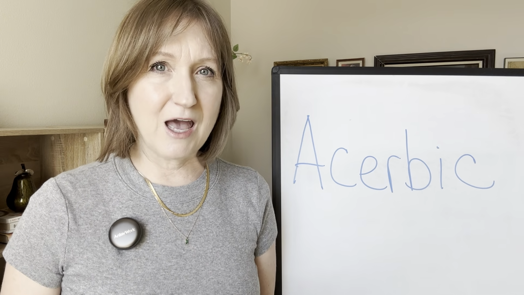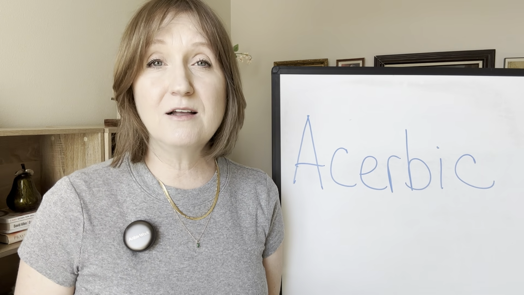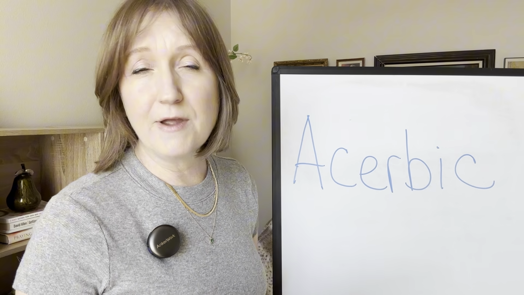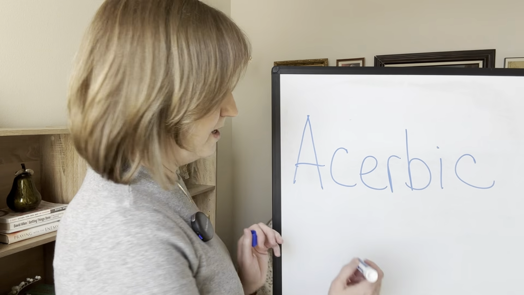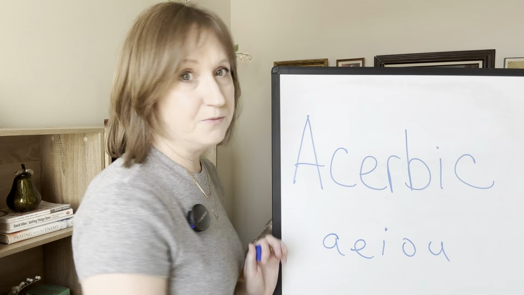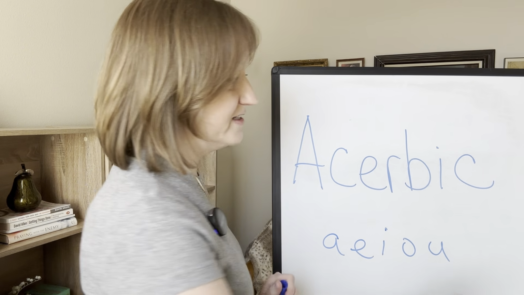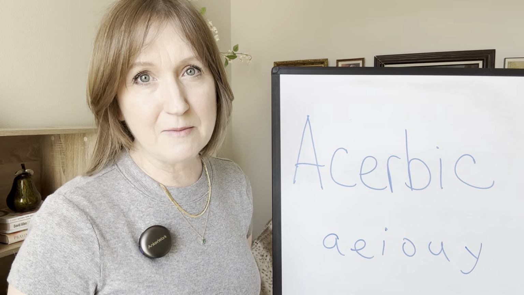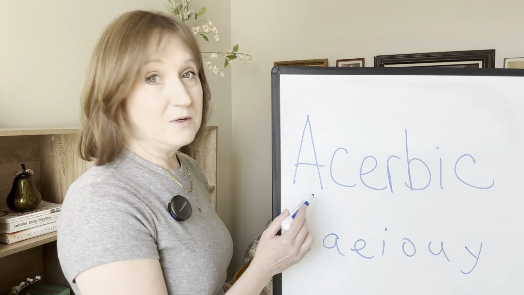Vowels are a sound that is not stopped by your tongue, lips, or teeth. It's just a sustained sound. The letters that create those vowel sounds are A, E, I, O, and U, and Y when it is not the first letter. So we're going to identify the vowels, figure out what sounds they make, and then blend this word.